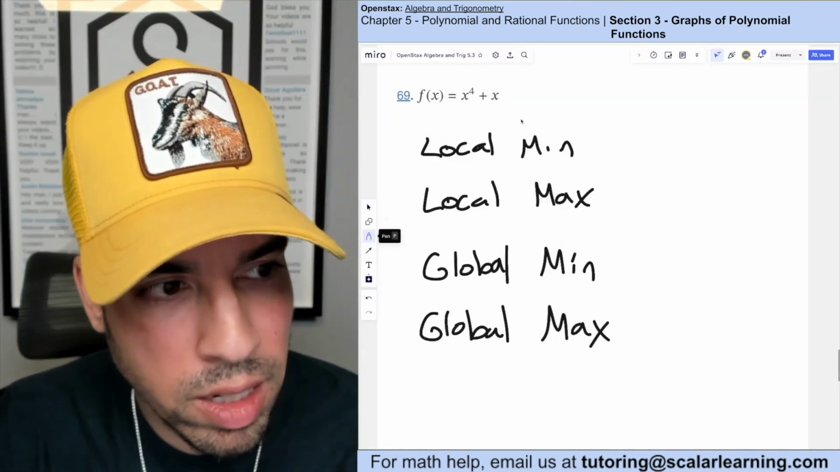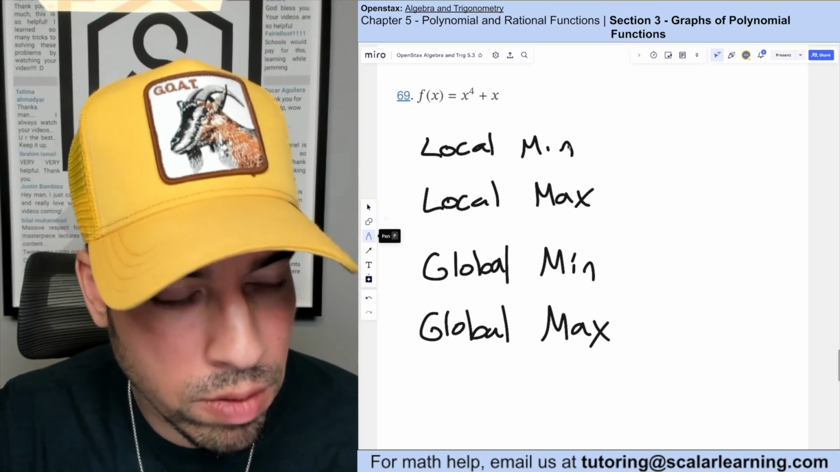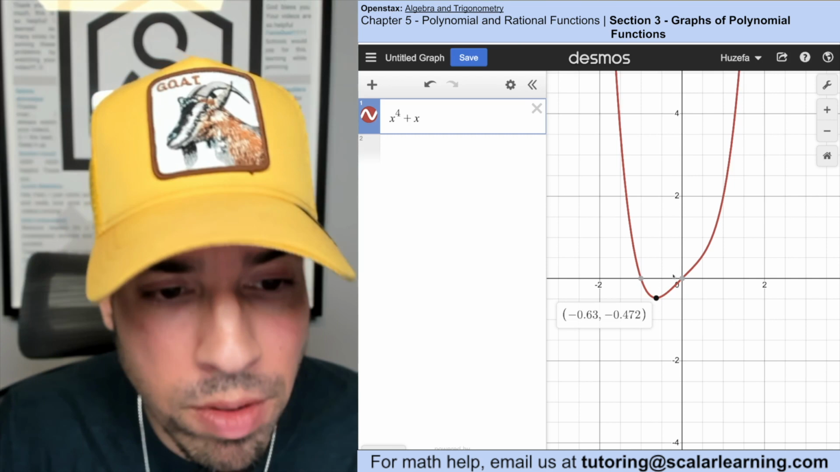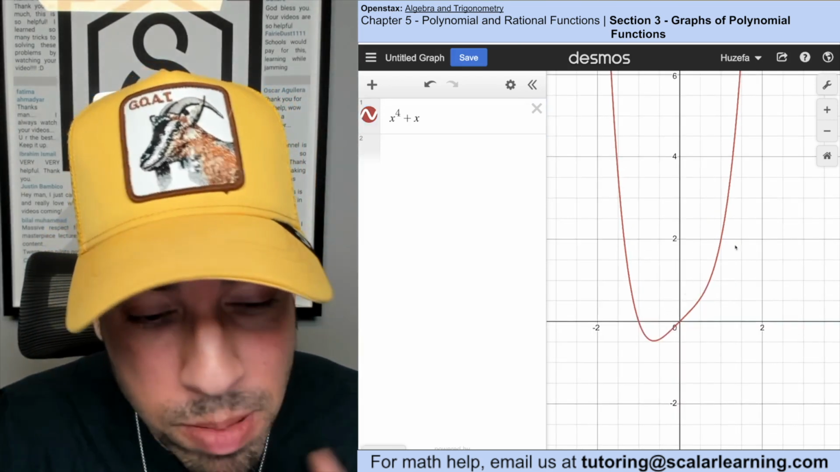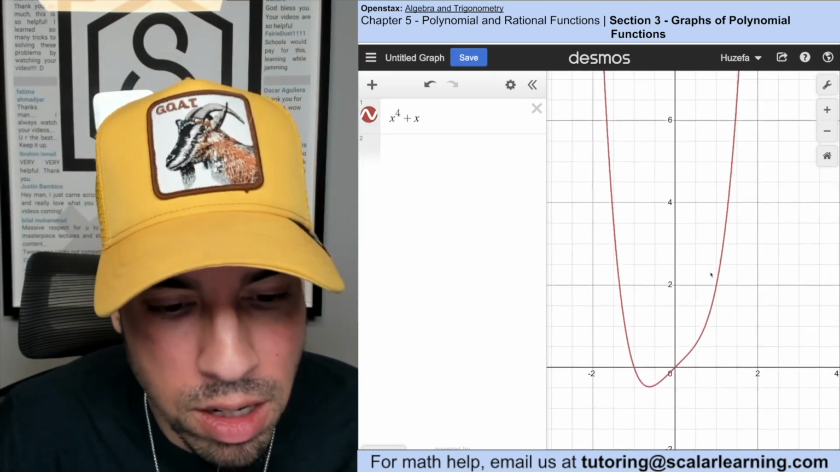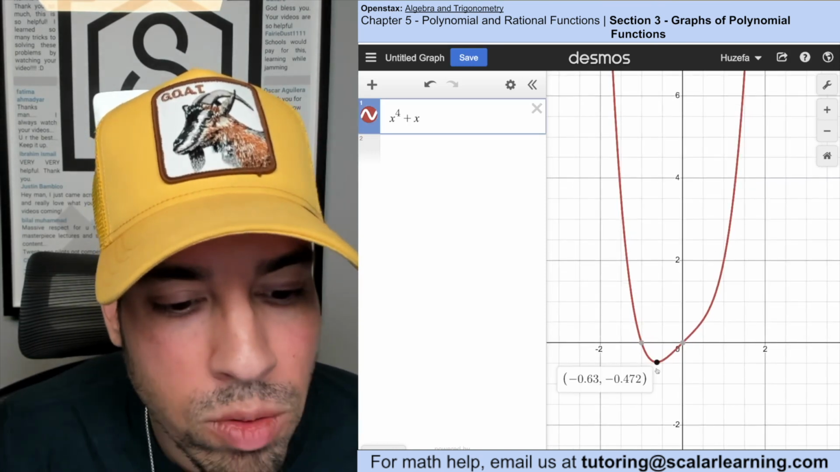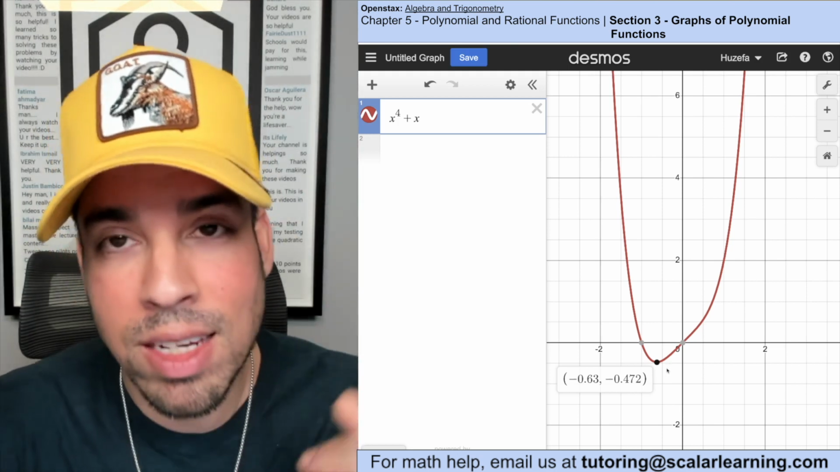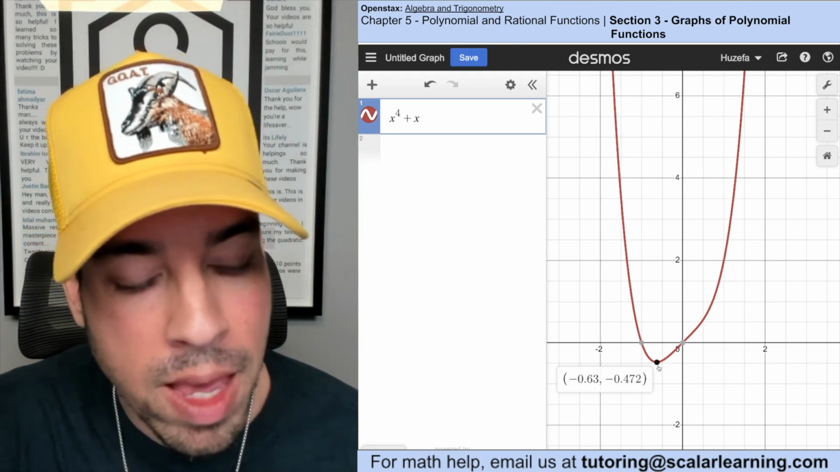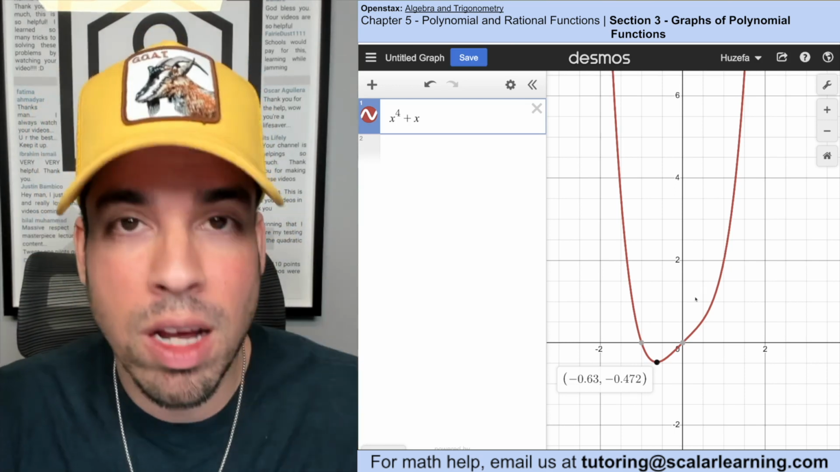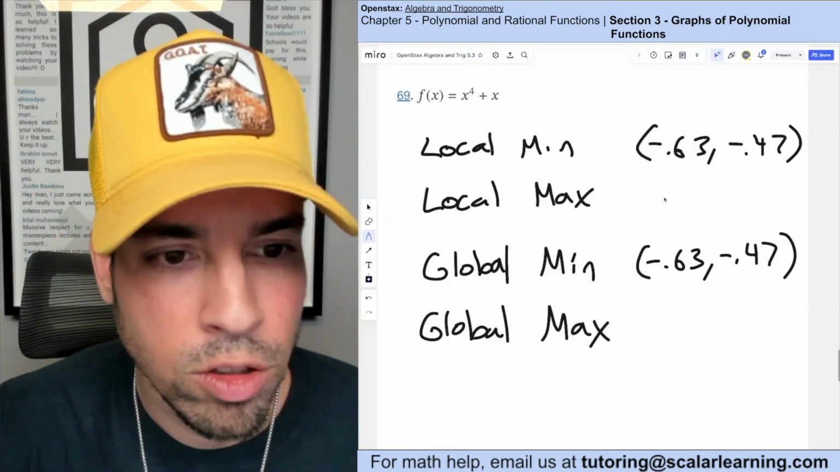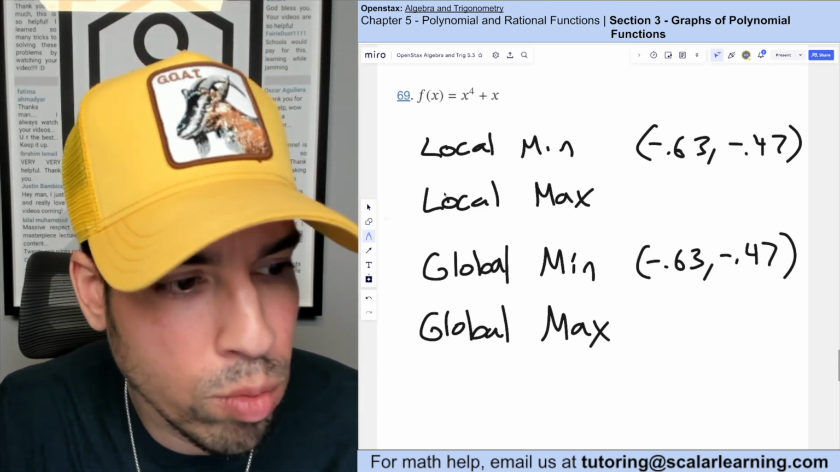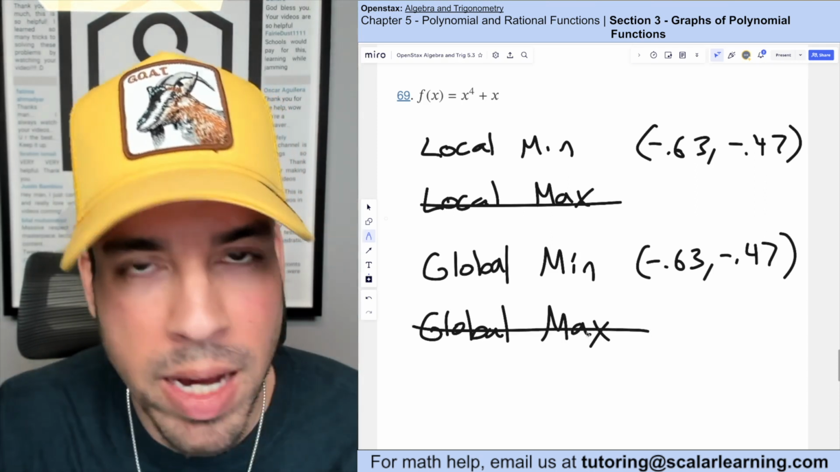So for this one, I'm going to once again plug it into Desmos to find all of these values. So for this one, I can see a local min right here. It's the bottom of a valley, as we say. Local max is like a top of a hill. There is none. It just looks like it goes up, kind of like a parabola, right? So I only see a local min, and this local min is also a global min because it is the absolute lowest point of this function. I don't see a global max because it goes on in both directions to positive infinity. So in this case, we can call that local min a negative 0.63, negative 0.47, as well as the global min, no local max, no global max, boom, done.